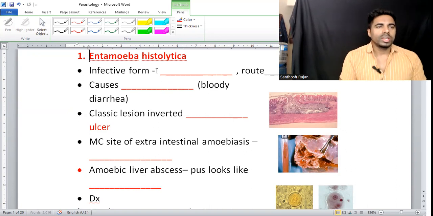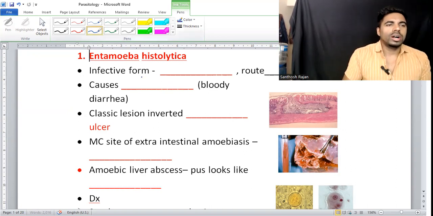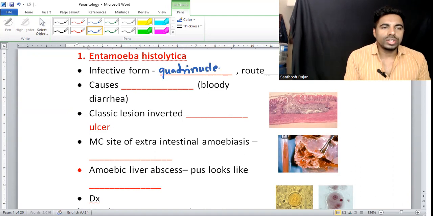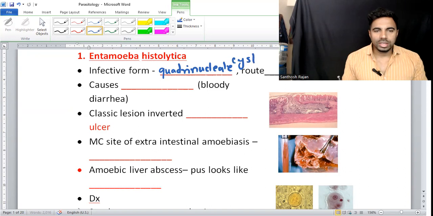The infective form of Entamoeba histolytica is what? Usually the cyst. You call it a quadrinucleate cyst. A cyst can be uninucleate, with a single nucleus, like the picture I'm showing here. It can have just one nucleus, two, three or four. Usually four. The quadrinucleate cyst is the infective form. Okay, remember, quadrinucleate cyst is the infective form.